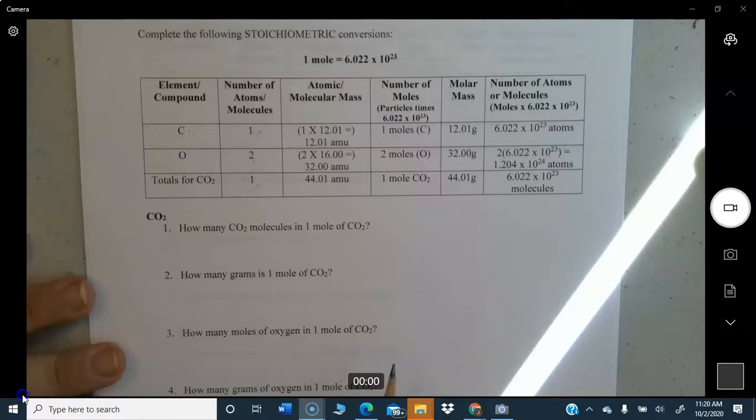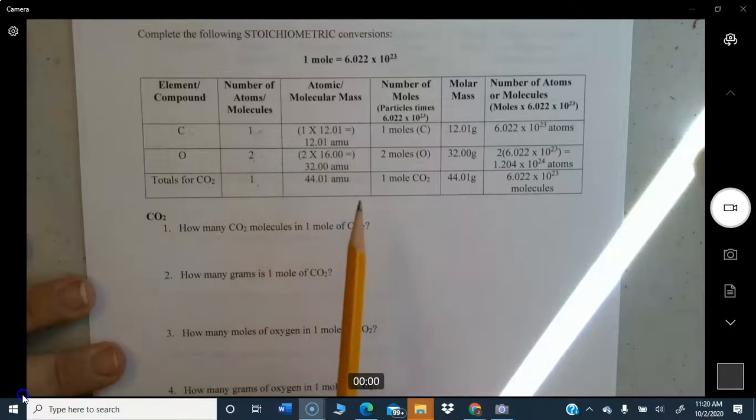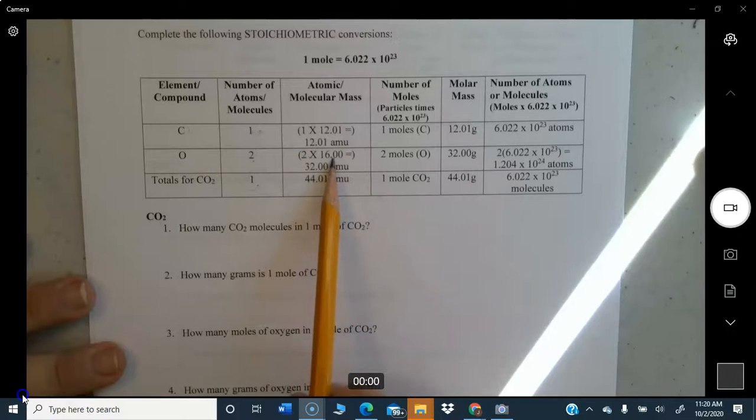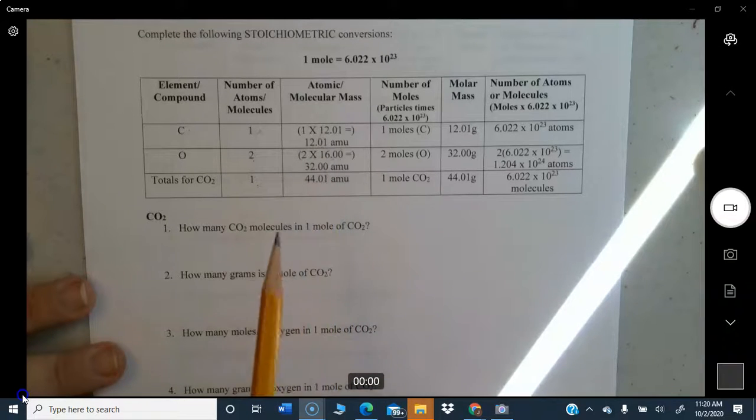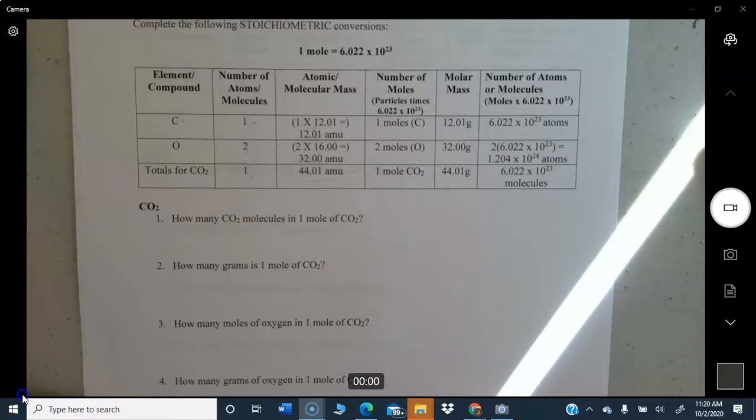Now, to get the mass of a single carbon dioxide molecule, you multiply the carbon: 1 times 12.01 is 12.01 AMU, atomic mass units. 2 times 16 for the oxygen is 32. And now you do add these. You have one mass and another mass. You add them together to get the total mass. And that's 44.01 atomic mass units for a carbon dioxide molecule.